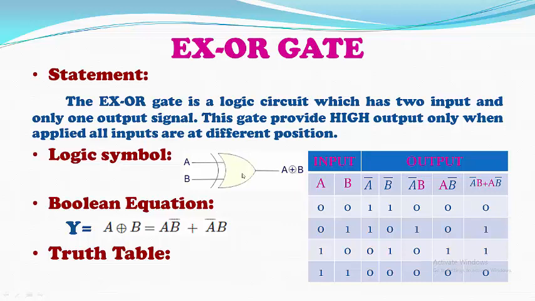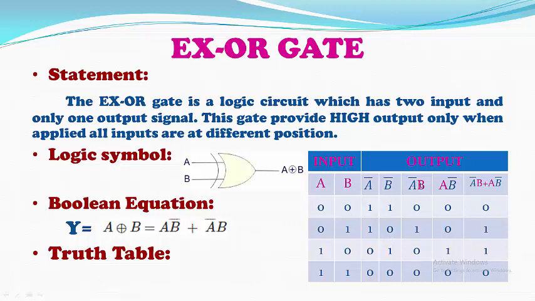So this XOR gate also has two inputs, so binary values will be in four combinations. These are the basic inputs: 0 0, 0 1, 1 0, 1 1. Now from A column take A bar, by considering the 0 as a 1 and 1 as a 0. From B column take B bar, 0 to 1, 1 to 0.